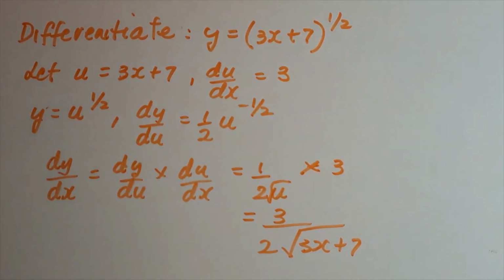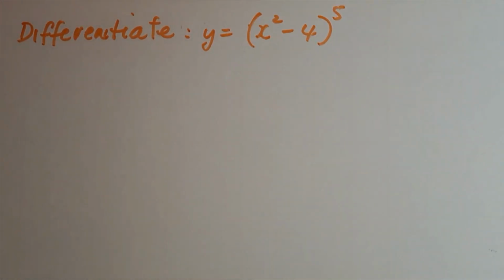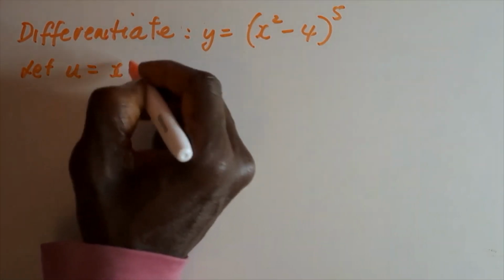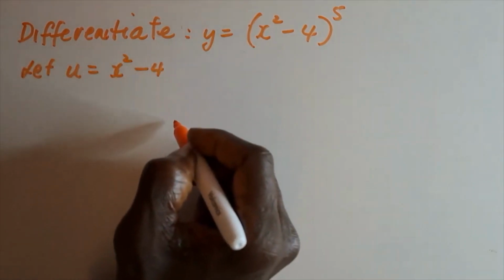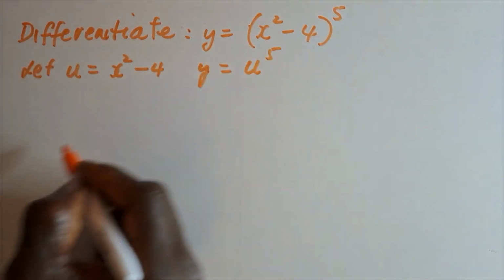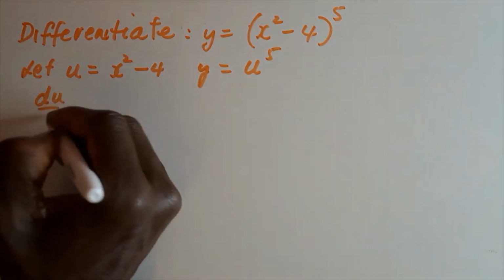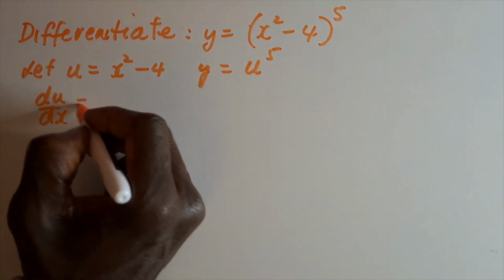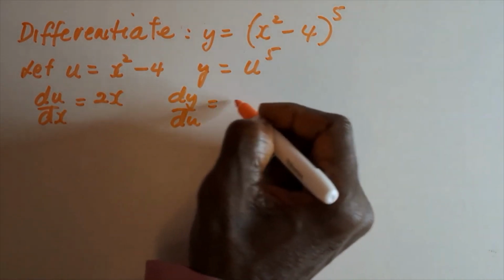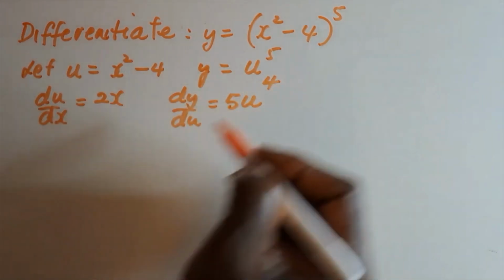Differentiate the outer and then multiply that by the derivative of the inner. Here again we have a function of a function. Let u equal to what's in the bracket, x squared minus 4, and we have y now equal to u raised to the 5th power. So du dx, we're differentiating this, is equal to 2x, and dy du is 5u raised to the 4th power.